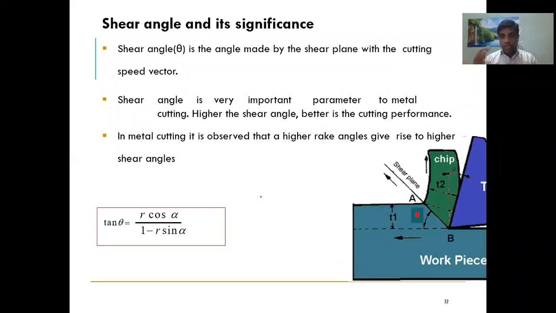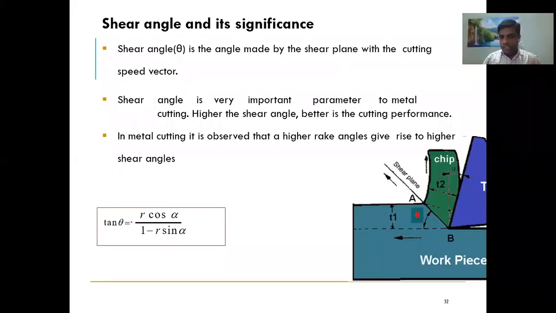So for this, how can we control this theta value, how can we increase this theta value, right? It is observed in metal cutting that a higher rake angle gives rise to a higher shear angle. So high shear angle चाहिए तो क्या करना है? Rake angle. Shear angle अपने हाथ में नहीं. We cannot control the shear angle, right? It is happening during the deformation. We are not giving it. But the shear angle depends upon the rake angle. But the rake angle we can give.